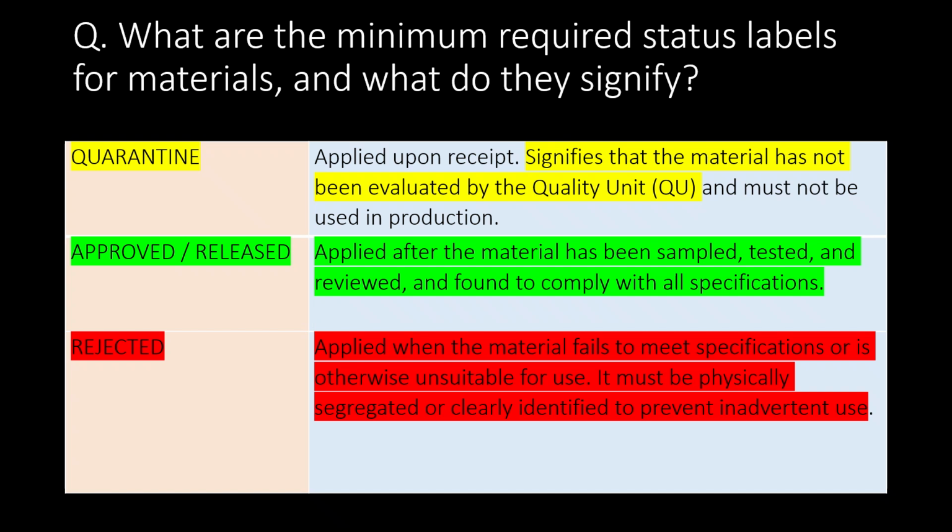Second label, approved or release label. This label is applied after the material has been sampled, tested, and reviewed and found to comply with all specifications. Third label, rejected label. Rejected label is applied when the material fails to meet specifications or is otherwise unsuitable for use. It must be physically segregated and clearly identified to prevent inadvertent use.